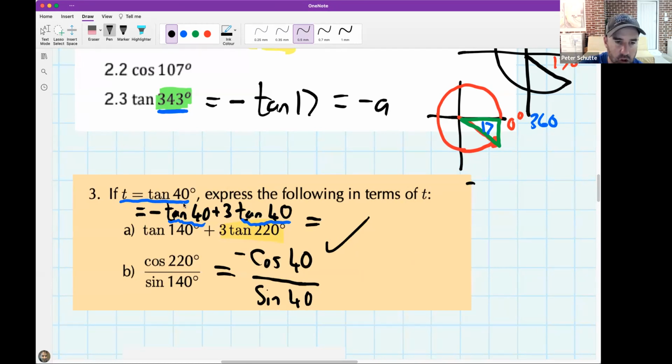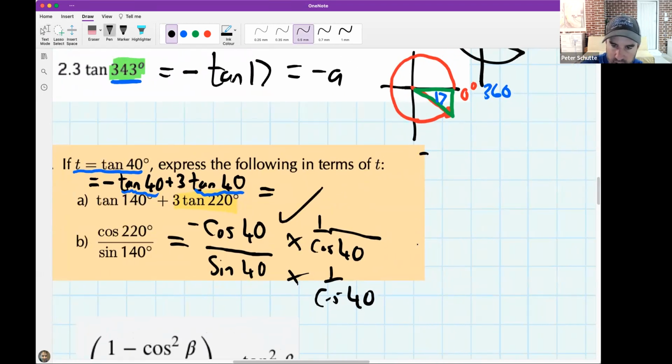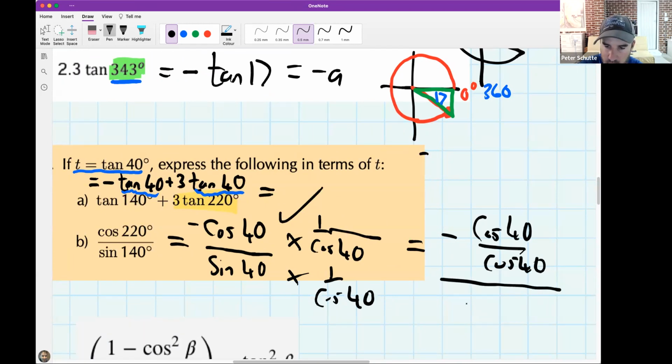In terms of the question as it's written, they do want to write it in terms of tan. But the problem is we need a way of getting cos over sine. We need to flip this. I will show you. Imagine I times the top and bottom by 1 over cos 40, which is going to seem a little bit weird. I'm timesing the top and bottom by the same thing. And what I get is negative cos 40 over cos 40 on the top, and then on the bottom, I'm going to get sine 40.